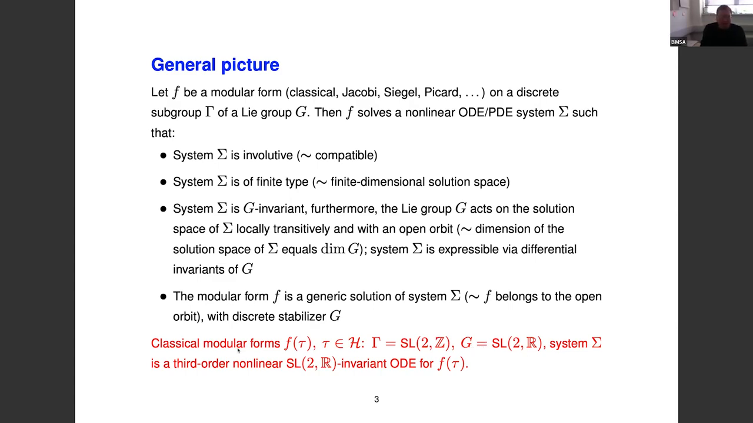And this is what I am going to discuss in my talk, what is shown here in red. And maybe if time permits, I will discuss a generalization of this to Jacobi forms.